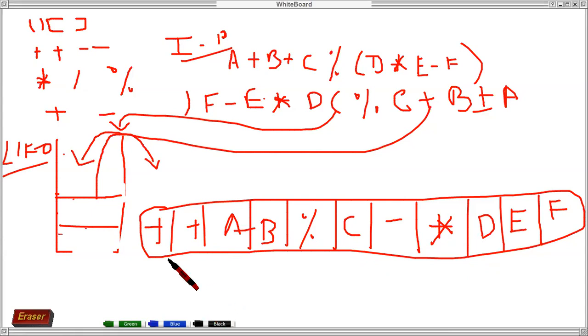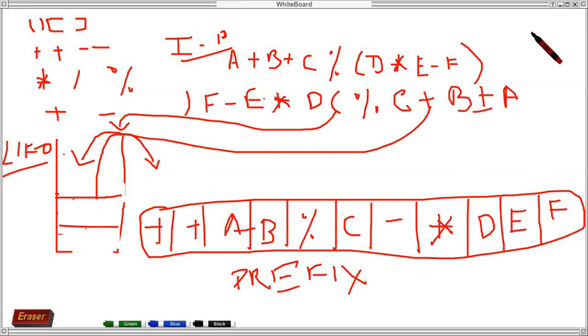So from there I can come to the conclusion that this is my proper prefix expression. Okay, so that is how you convert. This kind of question comes in your ISC papers every time.